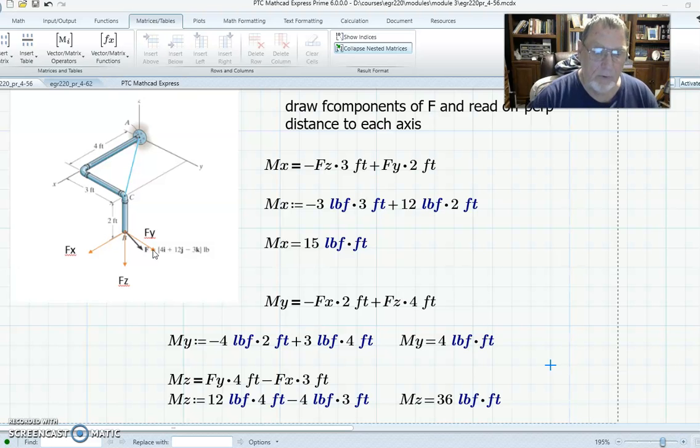So remember, if you've got a torque, it's a vector. You're going to rotate around that vector torque or vector moment. You point your thumb in the direction of the arrow, and you grab the arrow, and your fingers will wrap around the way it would rotate.